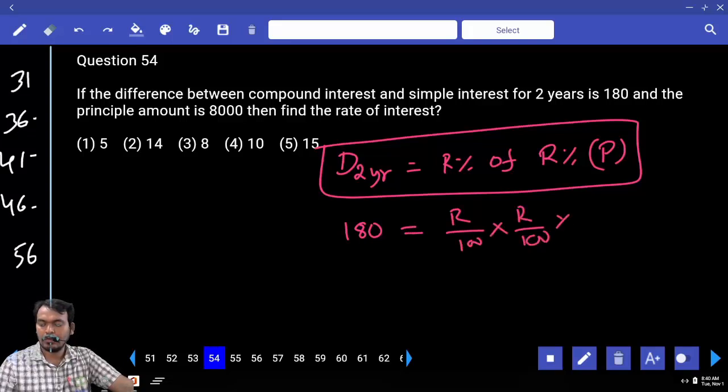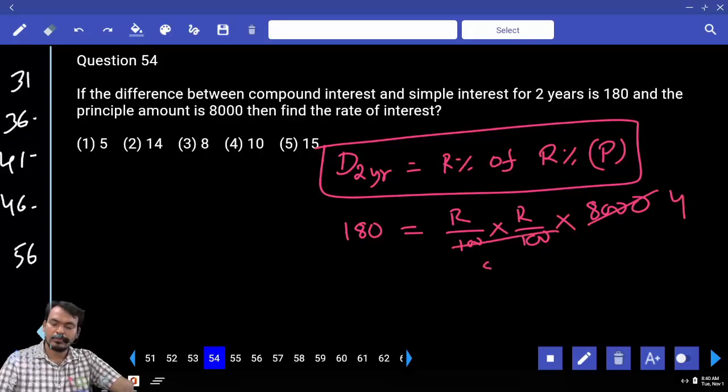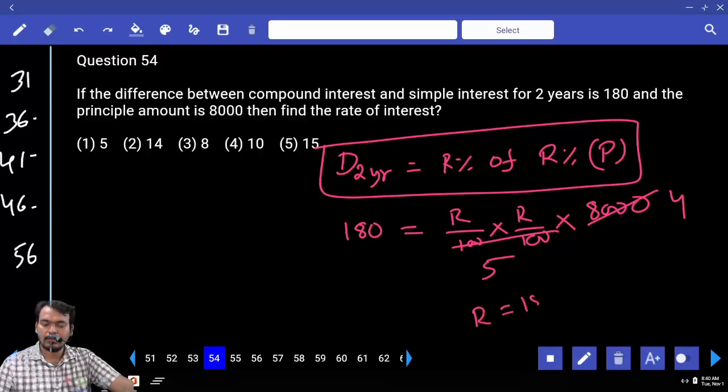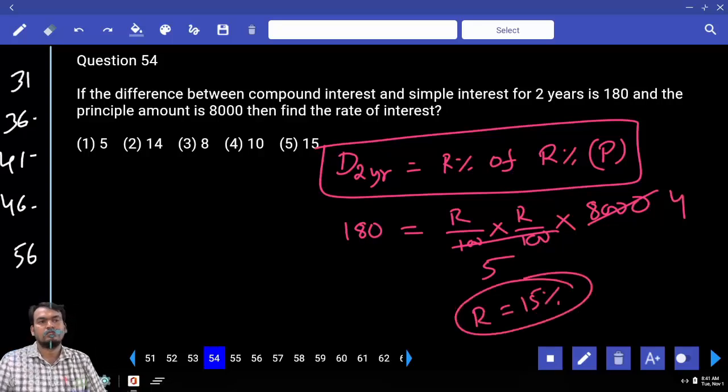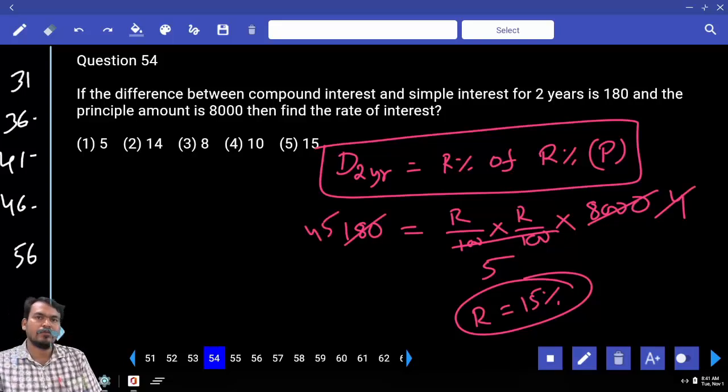What is the P value? 8,000. Yes or no? 2,000 how many times? 4 times. 2,000 how many times? 5 times. Yes or no? 180 into 5, 900. Divide by 4, means 225. Then R square equals 225. 4 how many times? 45. 45 into 5, 225. Which one squared? 15 square.